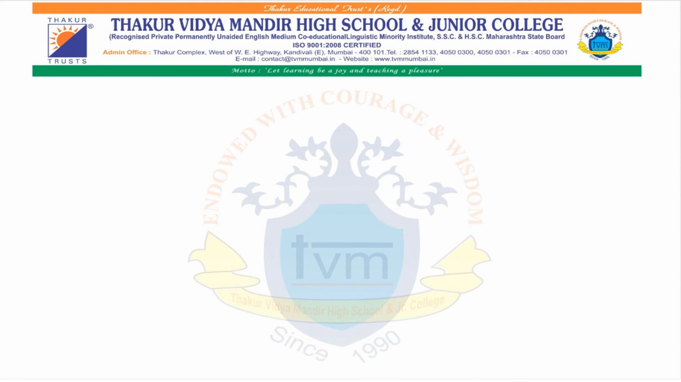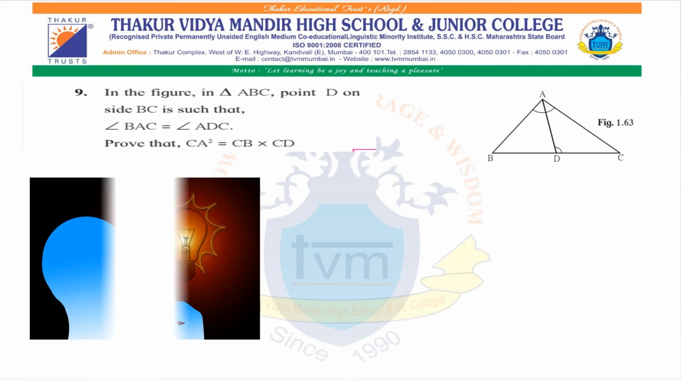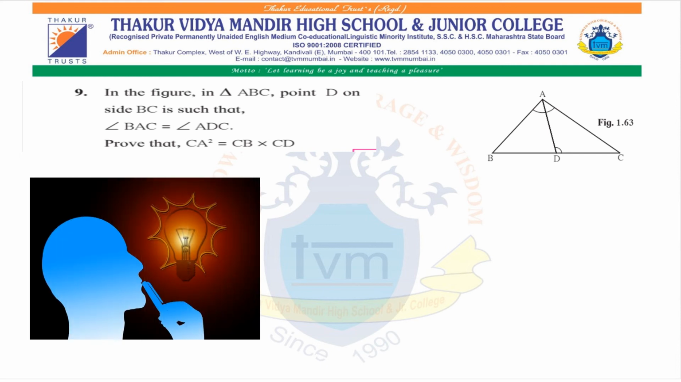Now let's see the next sum, number 9. We have triangle ABC in which point D is on side BC such that angle BAC is congruent to angle ADC. We need to prove CA square is equal to CB into CD. Now think, how is it possible to prove CA square equals CB into CD? If I get CA into CA equals CD into CB, I'll get CA square equals CB into CD.